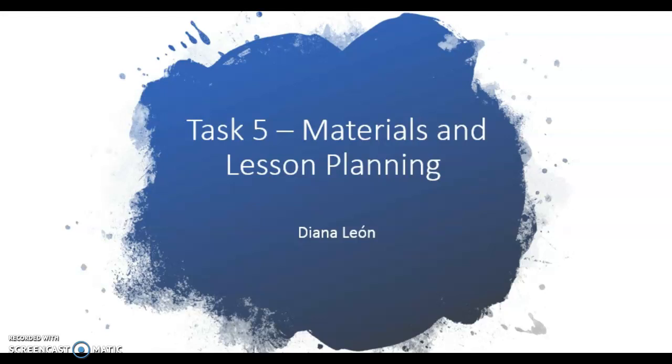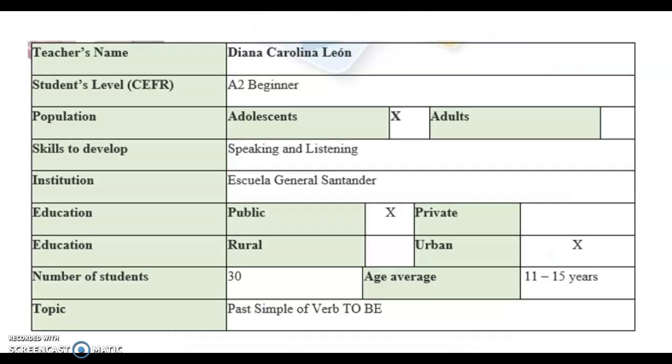In this opportunity I want to present Task 5, Materials and Lesson Planning, for the course Teaching English to Adolescents and Adults. For lesson plan 2, skills to develop: speaking and listening. Institution: Escuela General Santander, a public institution. The topic for this lesson is the past simple of the verb to be.